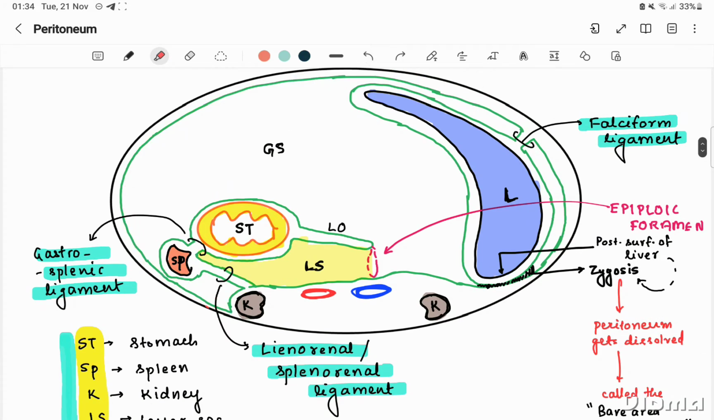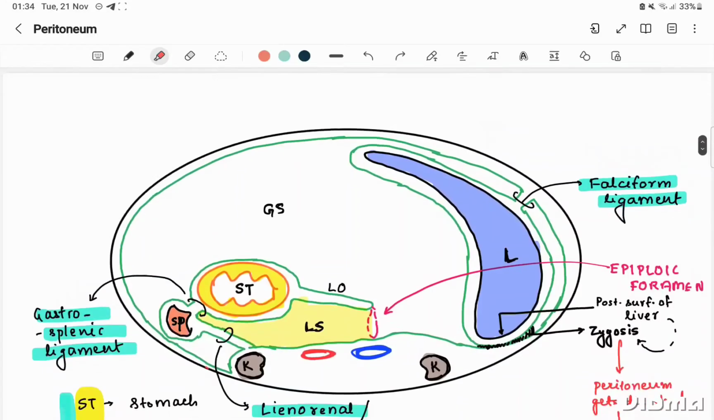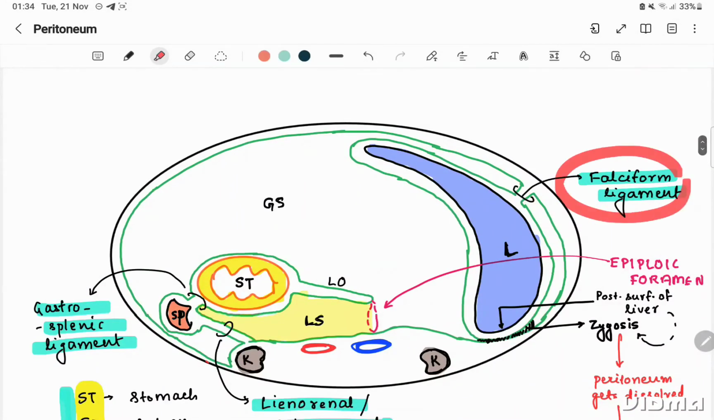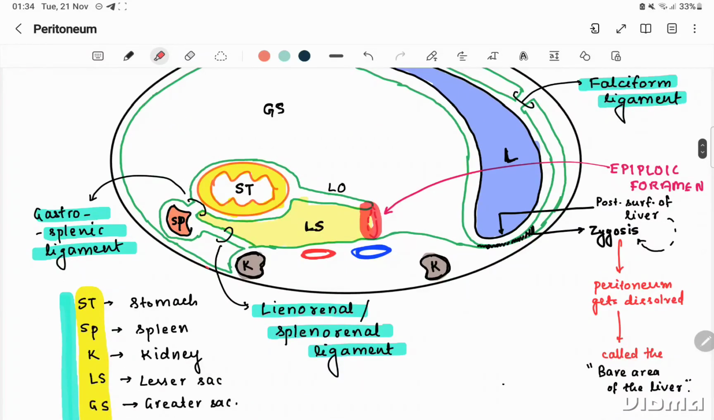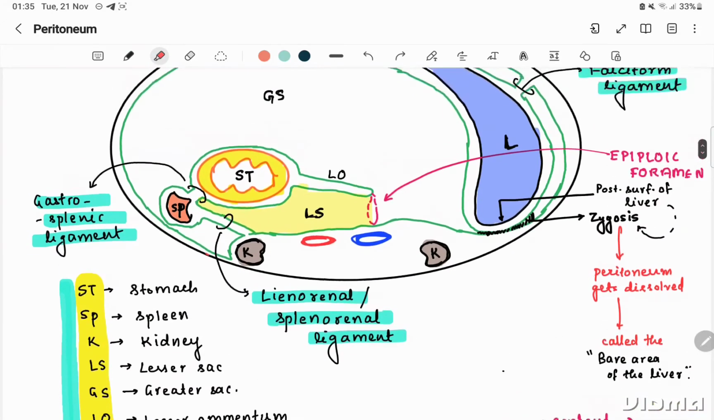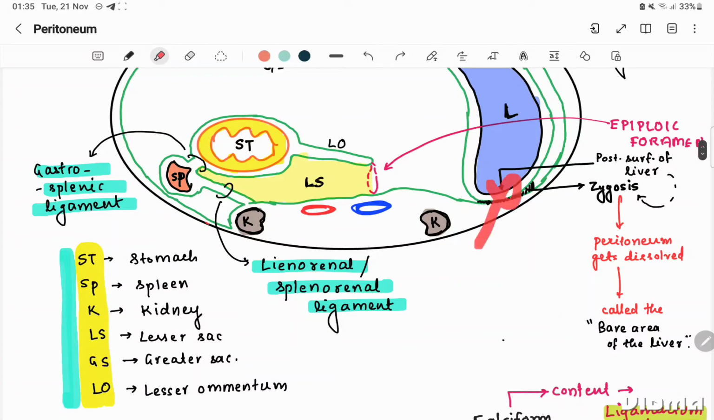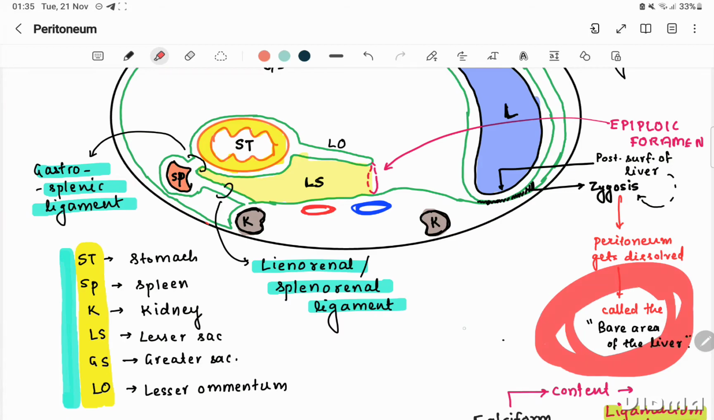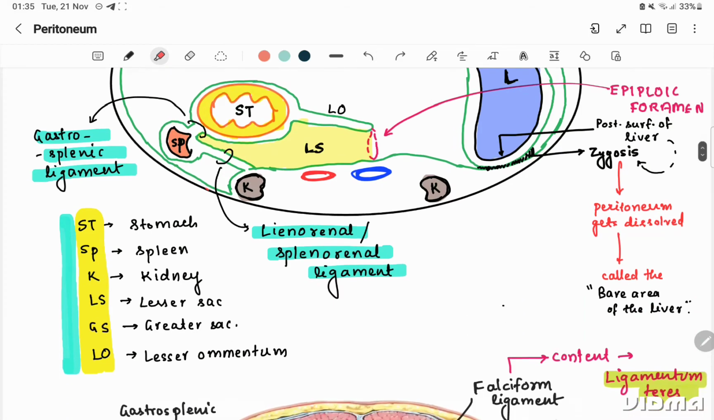If you understood the whole peritoneal lining, let's learn some other things. These peritoneal linings are forming the falciform ligament, and this is a foramen between the greater sac and the lesser sac, the open end of the lesser sac, called the epiploic foramen. And here, if there is zygosis, the peritoneum will get dissolved in this part. So this part, the posterior surface of the liver, is called the bare area of the liver, in which there will be no peritoneum.